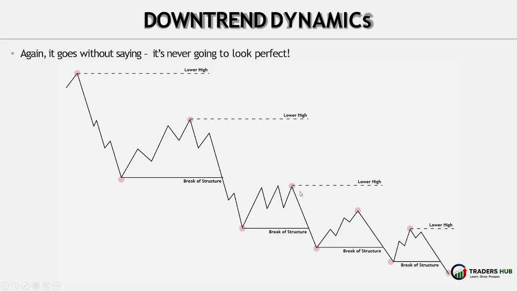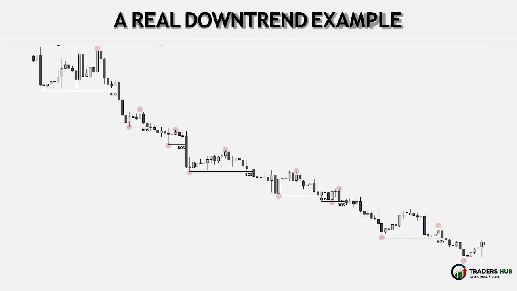And as usual, after forming a low, the lower high will only be formed by a break of structure of the previous lower low. And that is continuation of the same pattern or sequence. Now, this is an example of a real downtrend.